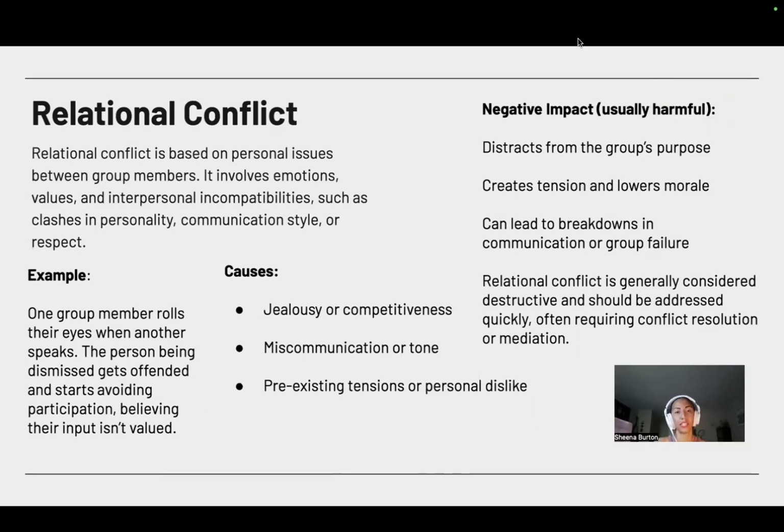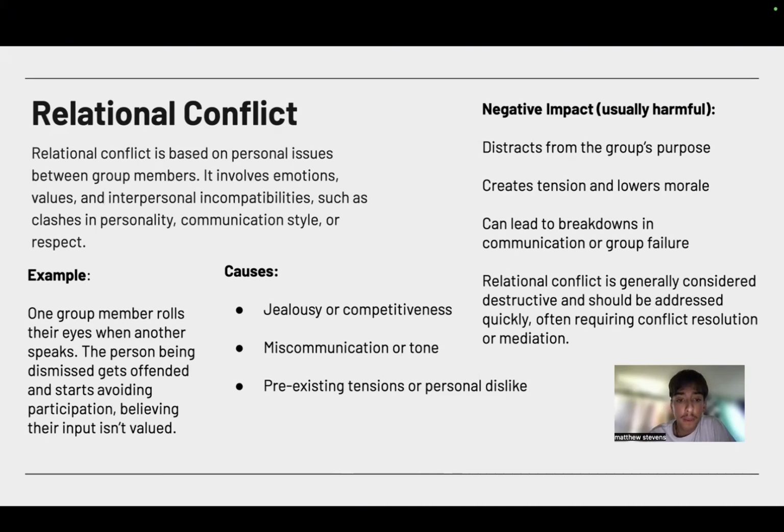Relational conflict is based on personal issues between group members. It involves emotions, values, and interpersonal incompatibilities, such as clashes in personality, communication style, or respect. An example of that is one group member rolls their eyes while another speaks. The person being dismissed gets offended and starts avoiding participation, believing their input isn't valued. Causes could be jealousy or competitiveness, miscommunication or tone, or pre-existing tensions or personal dislike.